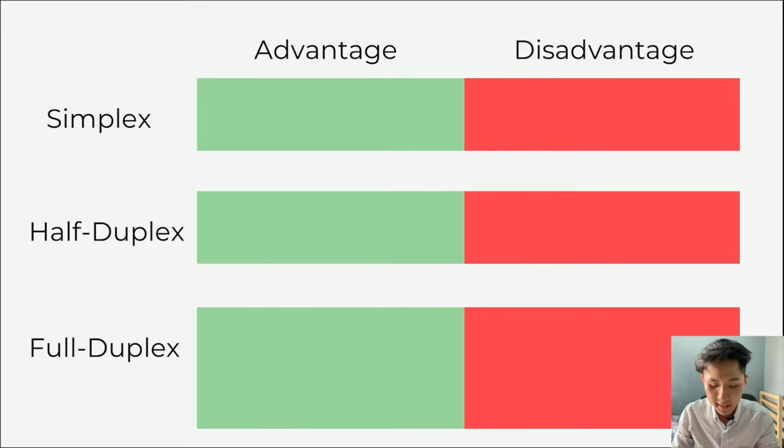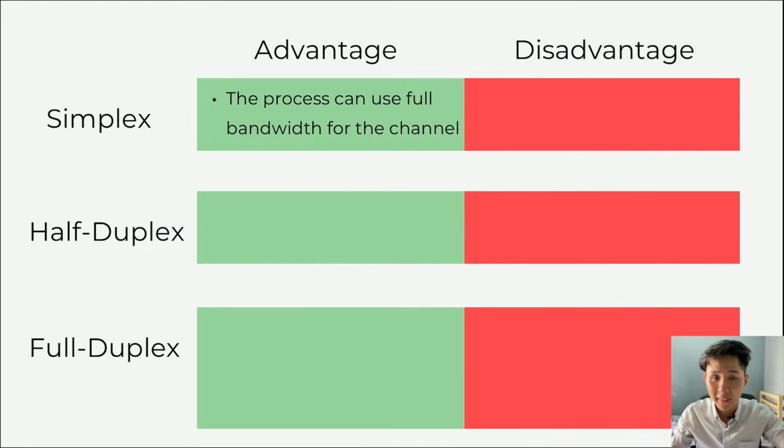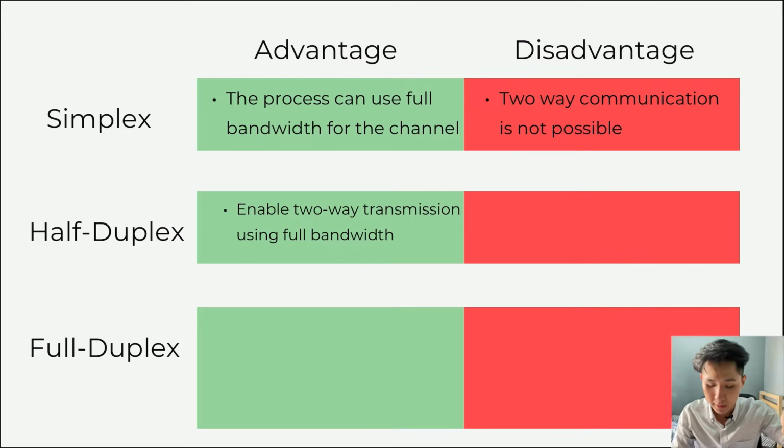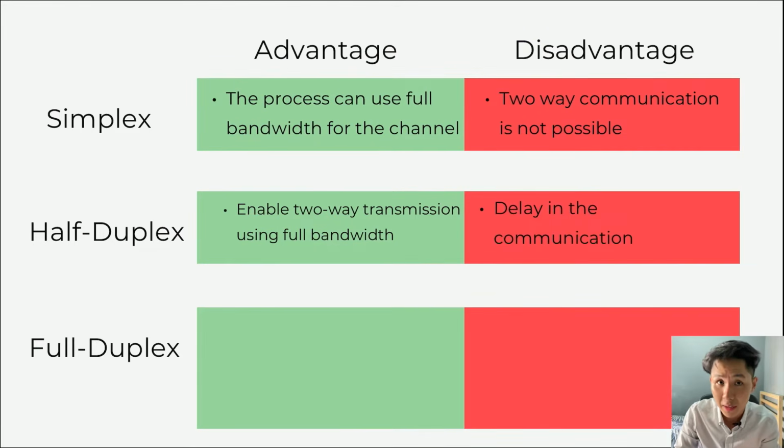For simplex, it can use the full bandwidth of the channel because data is being sent only in one direction. It can occupy the whole channel. The disadvantage is that two-way communication is not possible. Half duplex enables two-way transmission. However, there will be a delay in communication because data cannot be sent at the same time.